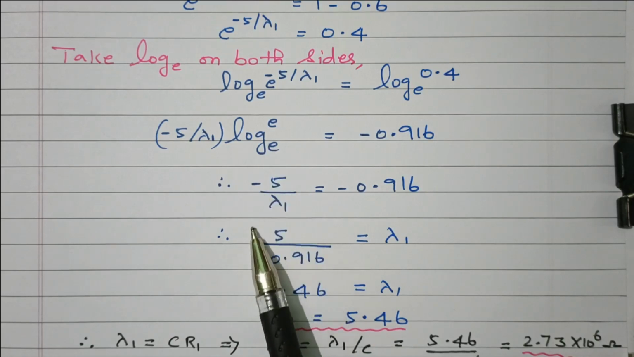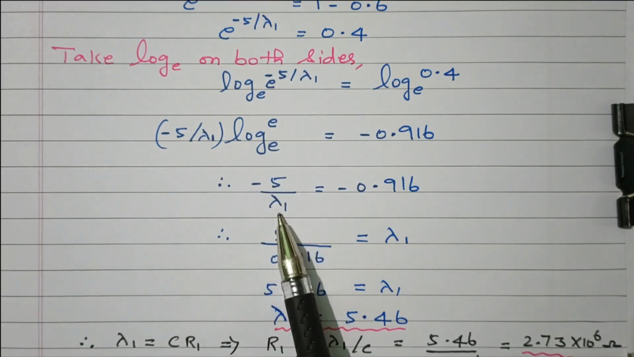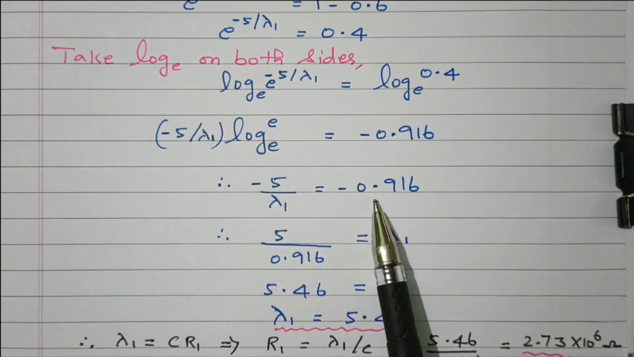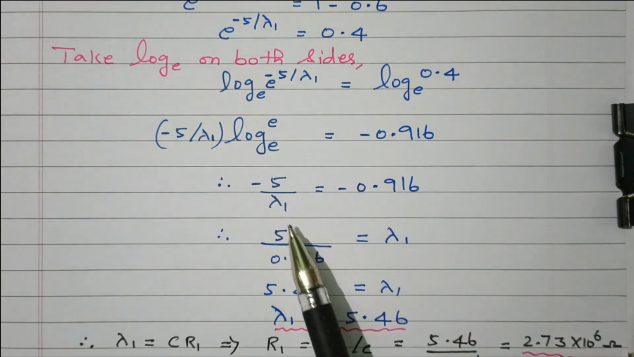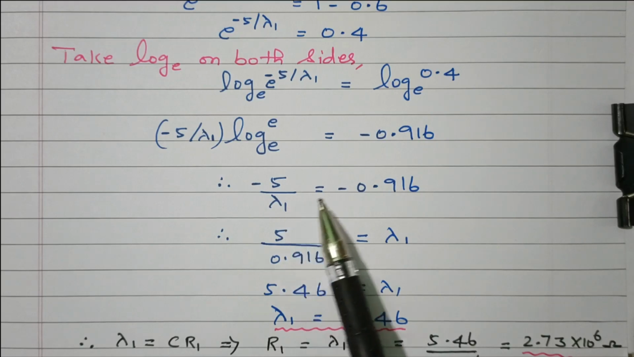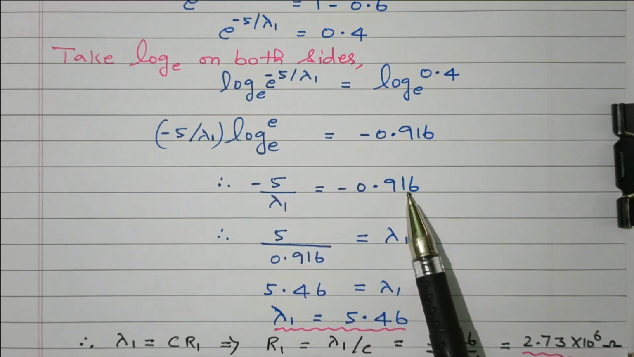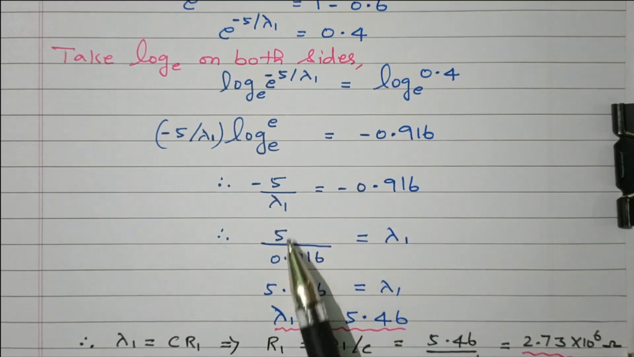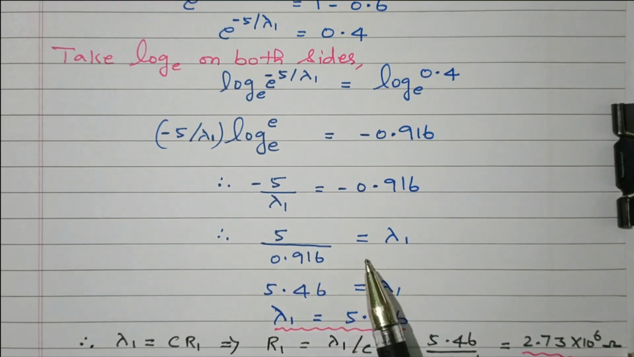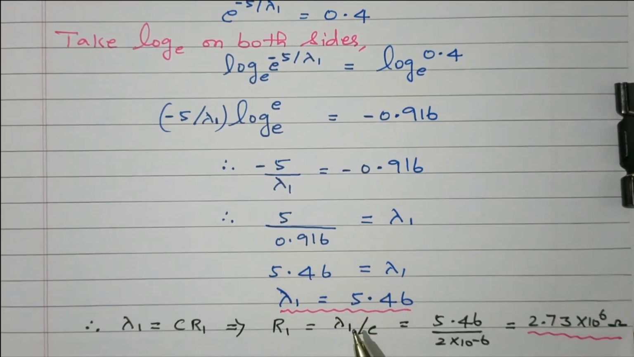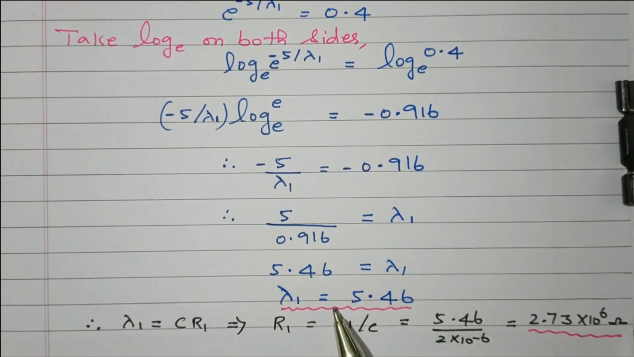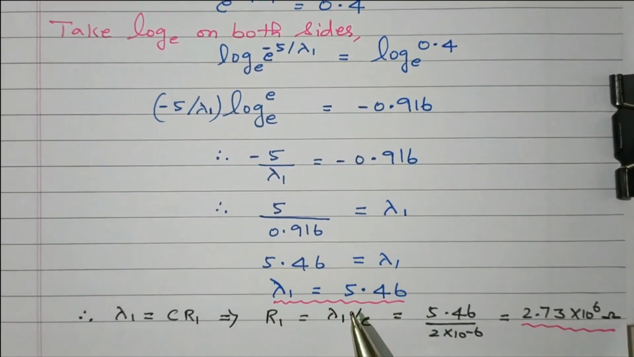The value is 1. So we have only minus 5 by lambda 1 equal to minus 0.916. Minus is available on both sides, so bring this lambda 1 to that side and 0.916 to this side. So 5 divided by 0.916 equal to lambda 1. That is 5.46. So lambda 1 equal to 5.46.